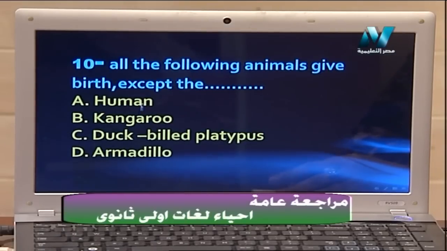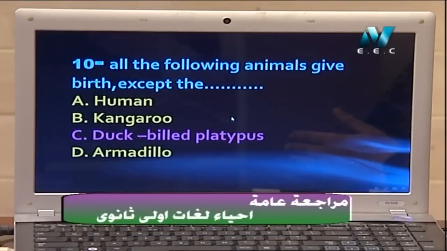Question 10. All the following animals give birth except duck-billed platypus. Duck-billed platypus, this kind of duck, lay eggs. This animal lays eggs, cannot give birth. Why? This is related to the mammalia because it contains mammary gland. This mammary gland suckling their young milk. Duck-billed platypus lay eggs, not birth.